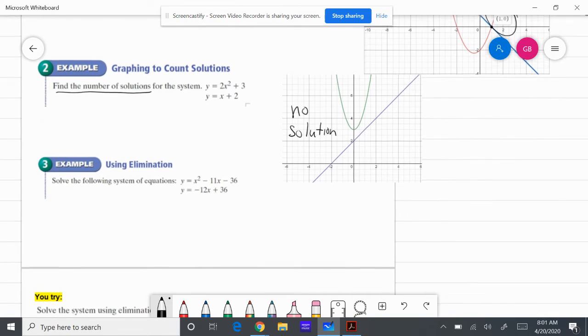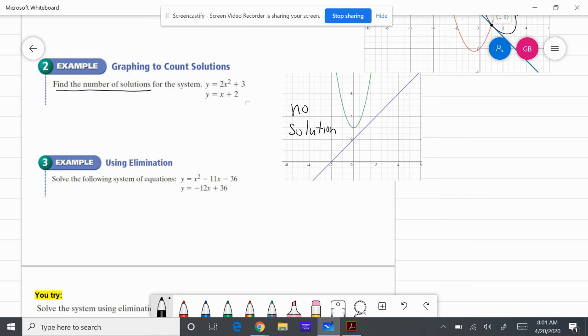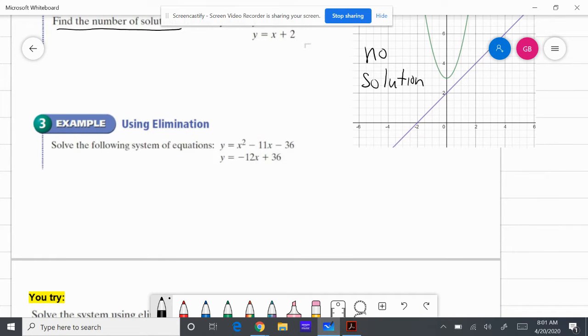And finally, example 3, this is the one that requires the most work. We're going to solve the following system of equations using elimination. Last week we did a bunch of problems using elimination, but they were both linear. So this one has one quadratic function, but you're still going to follow the same steps.